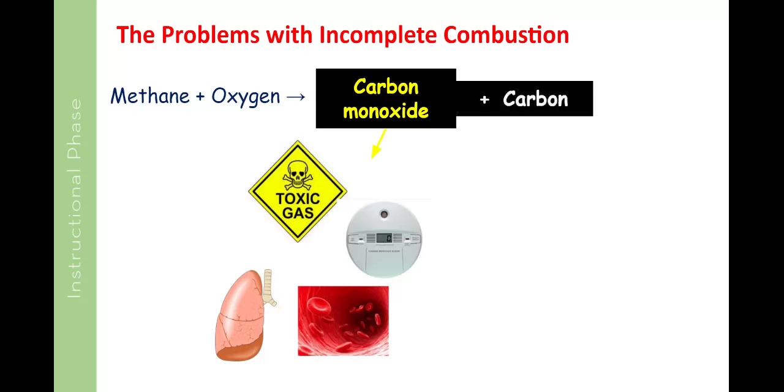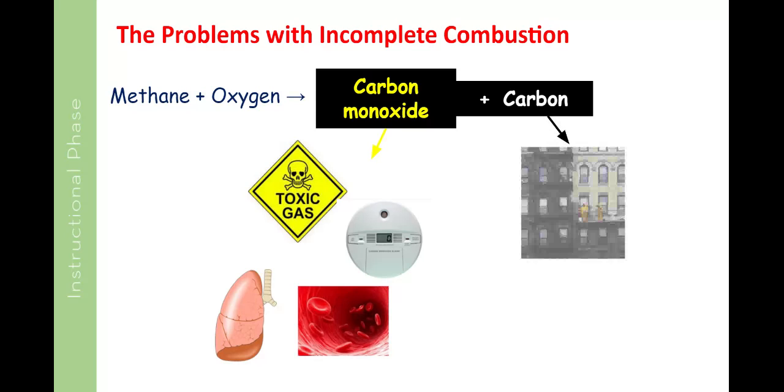Now, the problems with pure carbon. One problem is that it can cause dirty buildings. Okay, remember carbon's pure soot. Okay, it causes things to get dirty. It can also block pipes as well. So over a long period of time, if you get carbon particles building up, it can block pipes in boilers, for example.